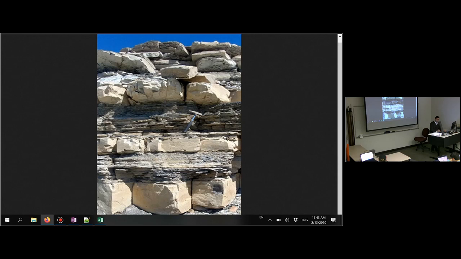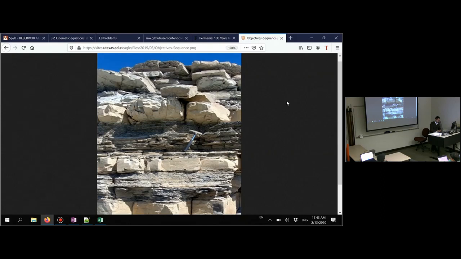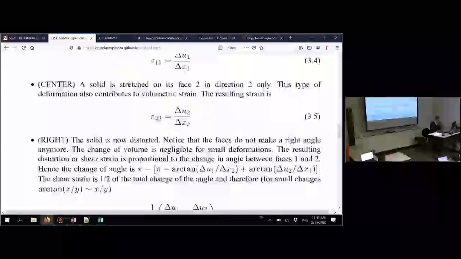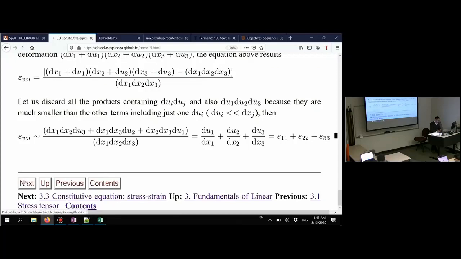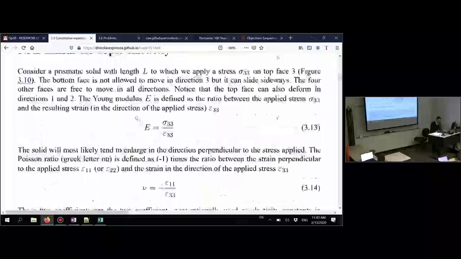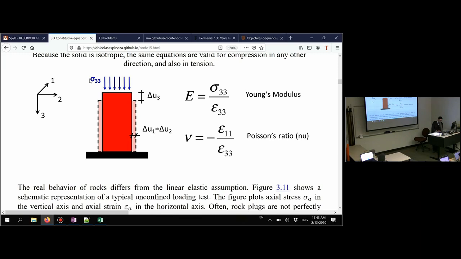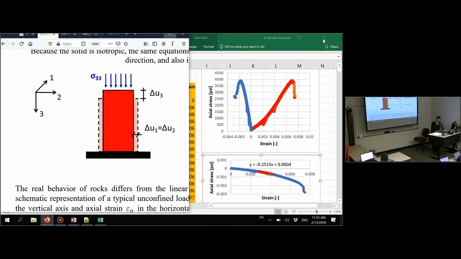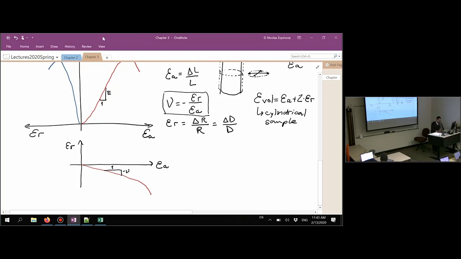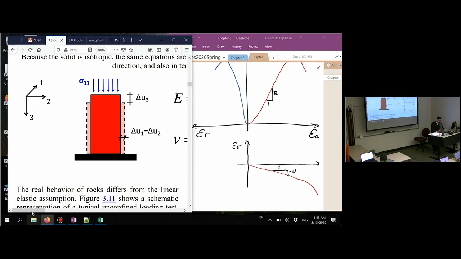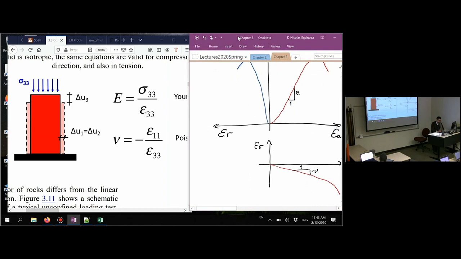All right, so in order to get there, we need to now jump to three dimensions. And that's what we're going to do right now. We know by now that if we apply stress in a given direction, like here in direction 3, stress sigma 3-3, I'm going to cause two strains, one in the direction of the load and another one perpendicular to the direction of loading. And if we want to put that into equations, this is going to look like this. So let me move this over here. Where is my stylus?